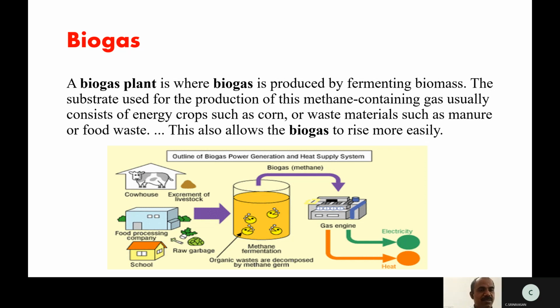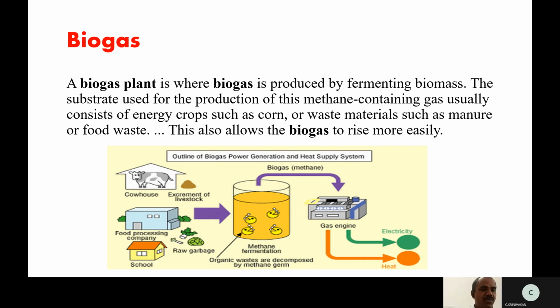The biogas plant is where biogas is produced by fermenting biomass. This substance is used for the production of a methane-containing gas, usually from organic materials such as manure or food waste, also known as biogas. You may see this kind of plant in your village area, in some places. Definitely, you have seen this kind of plant.